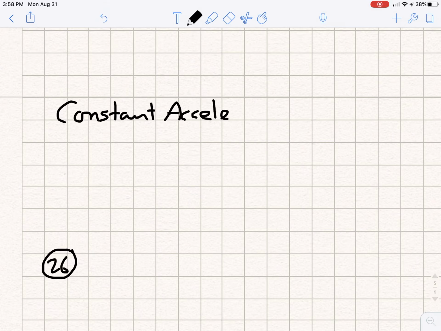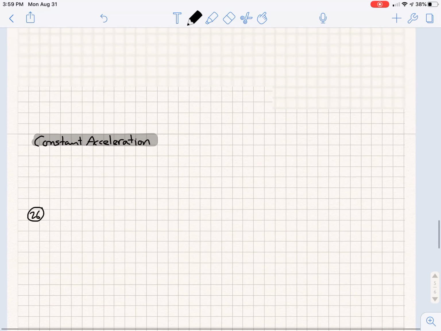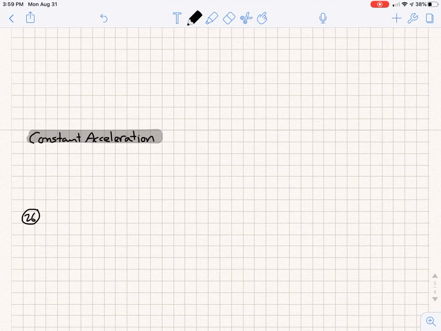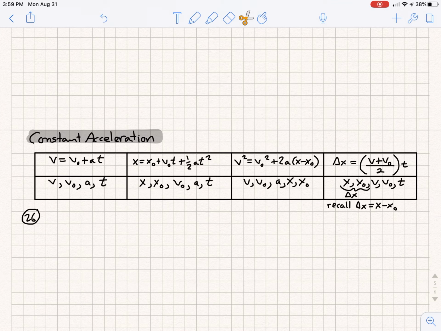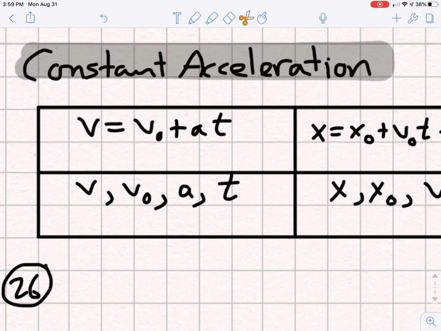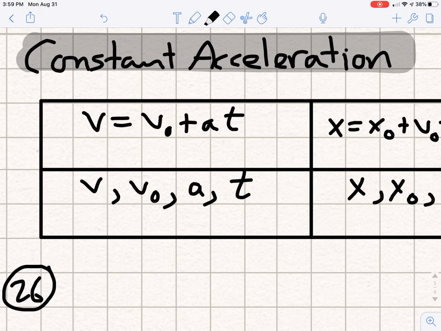Constant acceleration refers to increasing or decreasing our velocity at a constant rate. Now, when you identify this concept, you're going to be using one of four equations. Here they are. The first equation is V equals V naught plus AT.